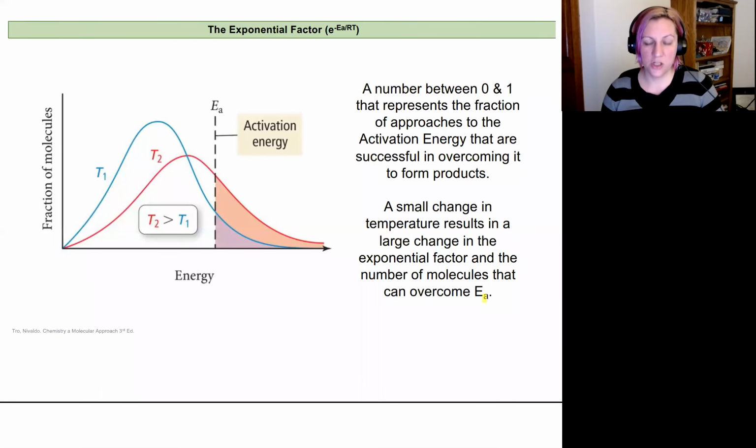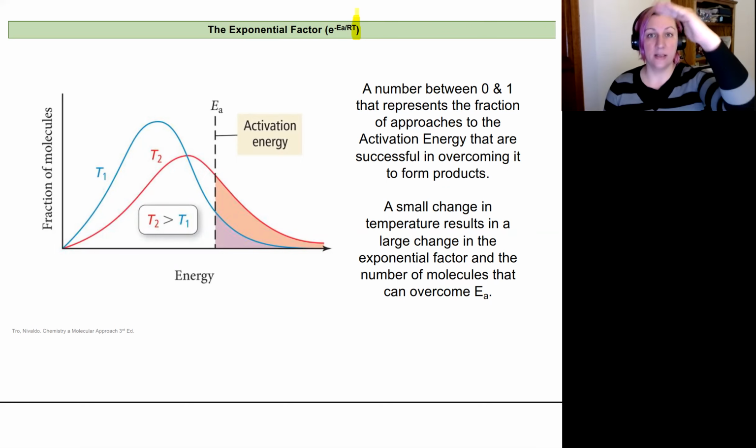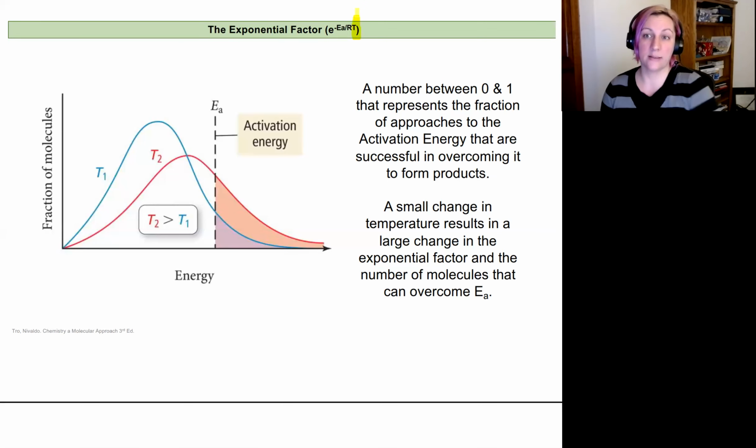So our exponential factor was taking into account everything that was e to the, and it was activation energy, R and T. So here's our second place where we have temperature dependence right there. In this case, the exponential factor is really going to be a number between 0 and 1 that's going to represent the fraction of approaches to the activation energy that are successful. So our frequency factor is the number of approaches, and this exponential factor is the number that are successful and make it to products.